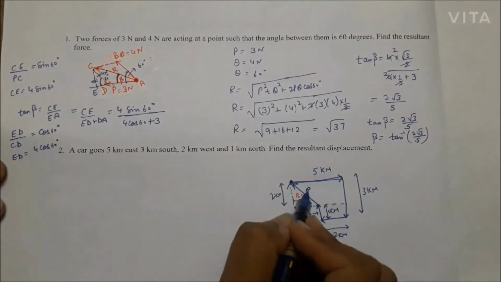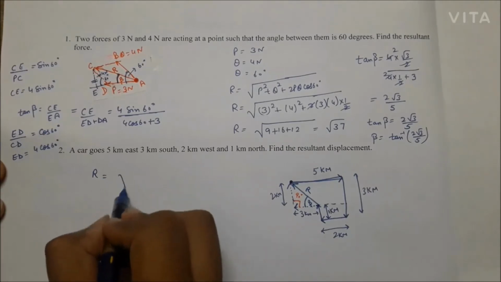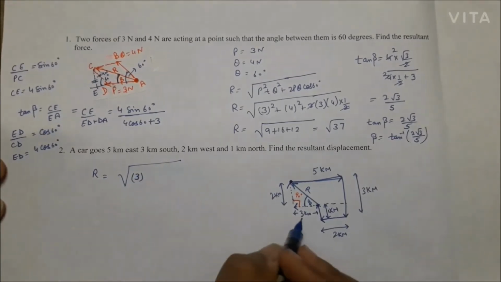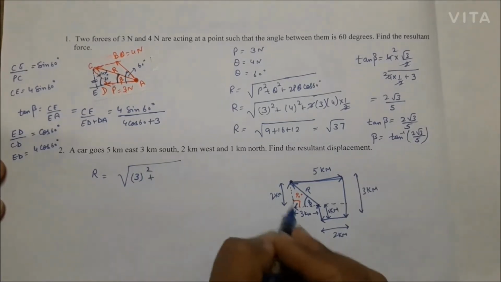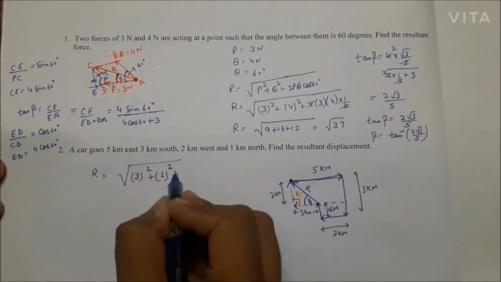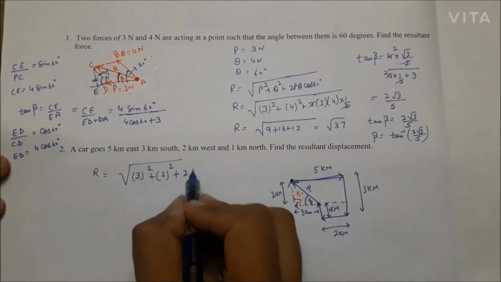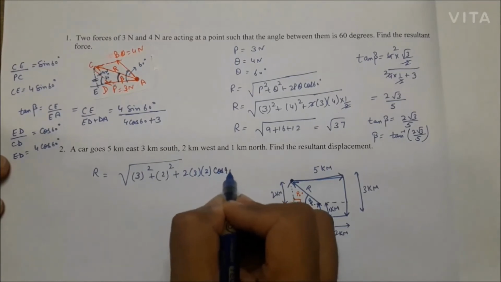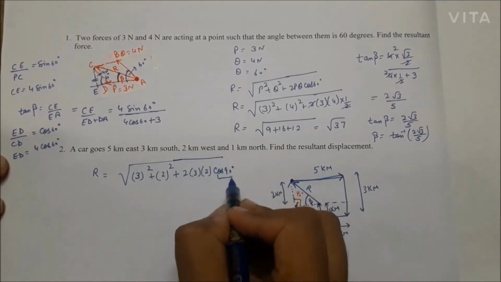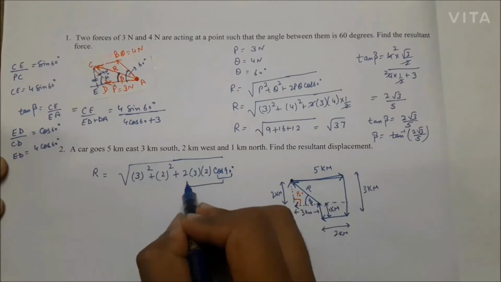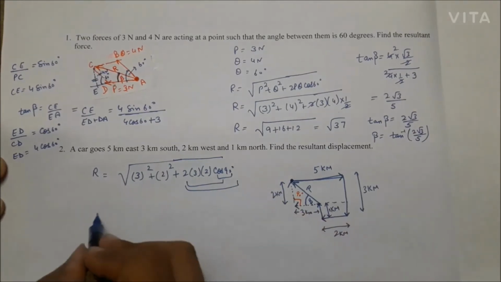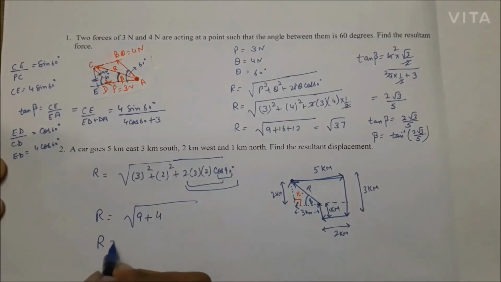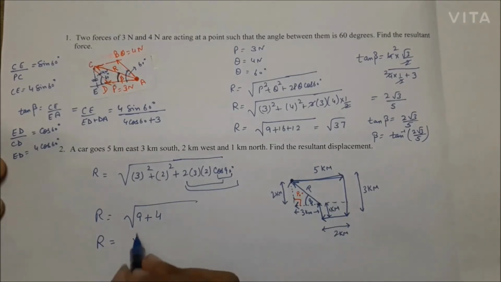In order to find out the resultant vector R, it comes out to be root of this vector square plus this vector square plus 2 vector 1 vector 2 cos of 90 degrees. Now cos 90 is 0, so this term itself will become 0. Now what is left? R is root of 9 plus 4, and now the resultant becomes root 13.